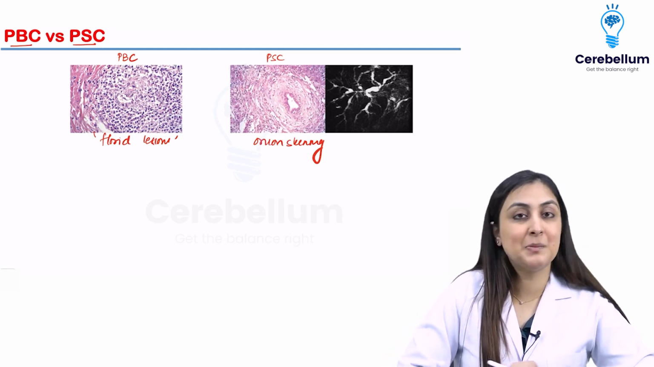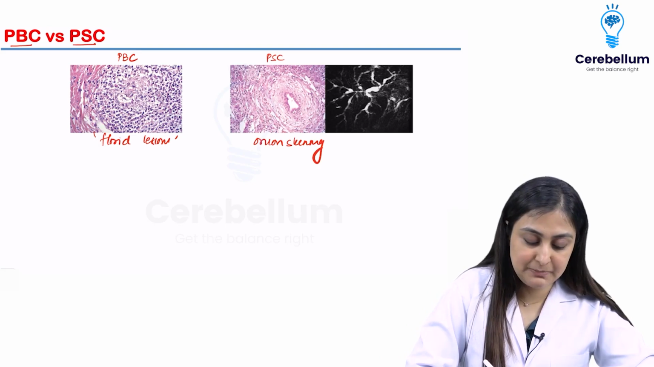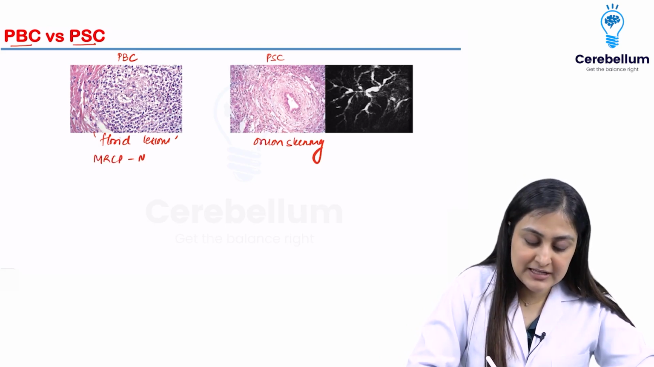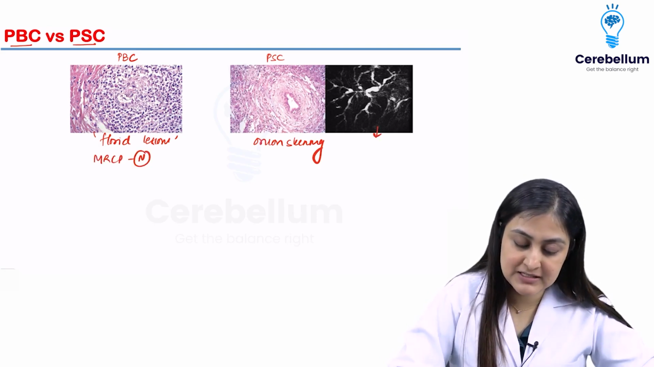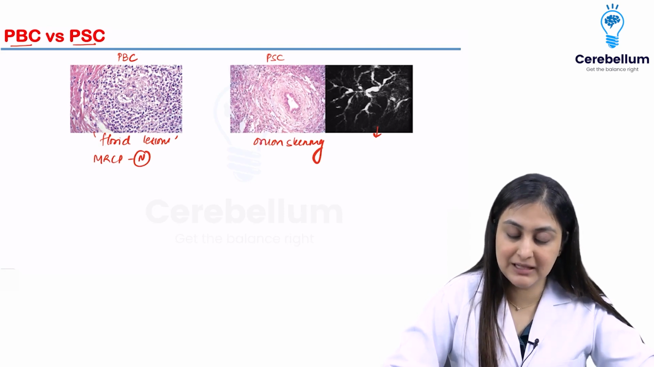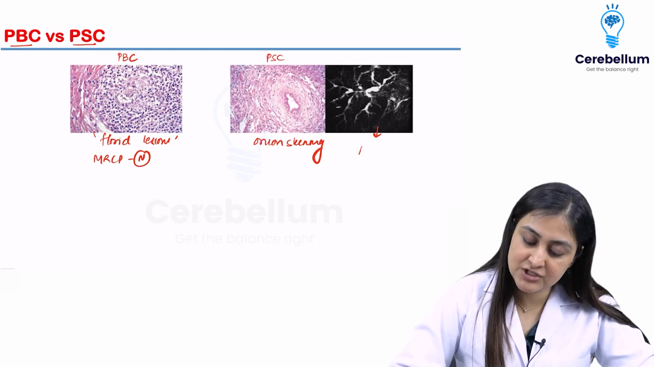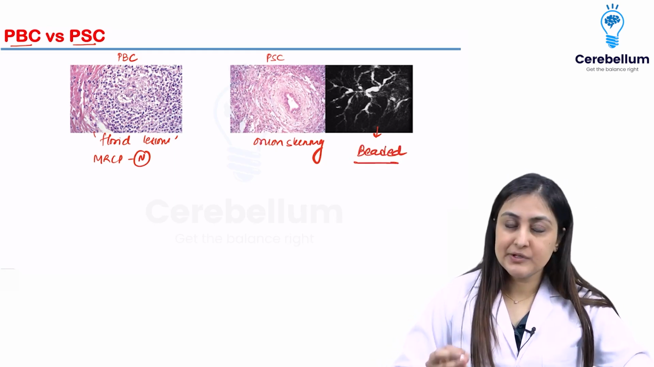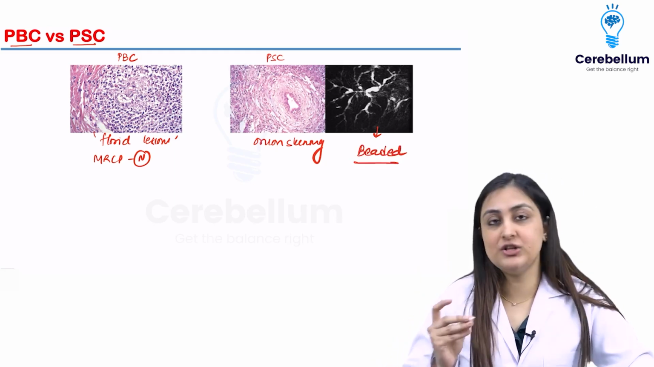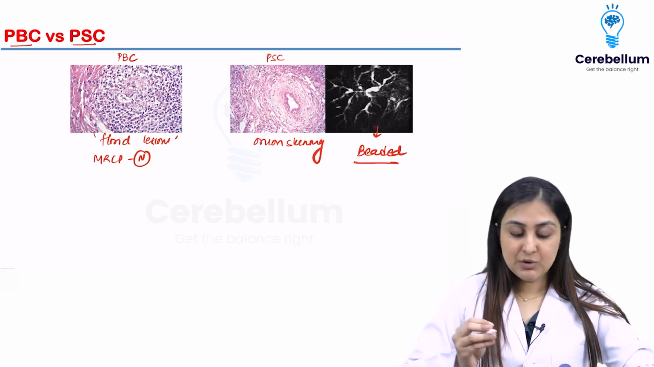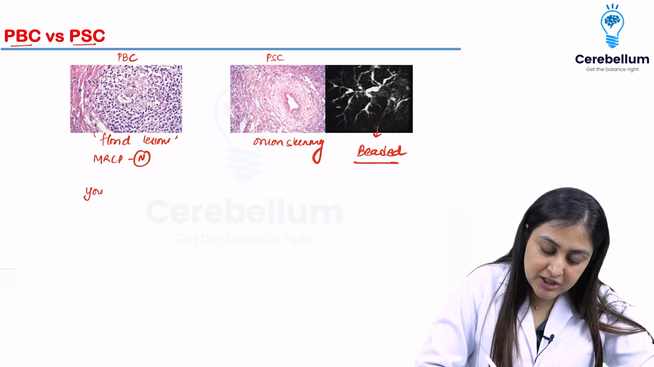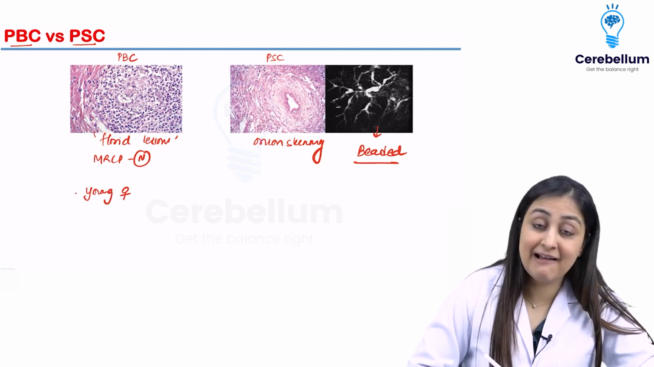Radiologically, PBC remains normal. Here the MRCP is going to be normal, whereas in PSC you would see that there is this beaded appearance. You can see multifocal strictures and dilatations. This is known as the beaded appearance of primary sclerosing cholangitis. Talking about the demographics, remember in PBC, you're going to have a young female who's having jaundice.